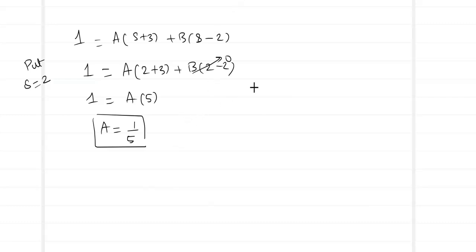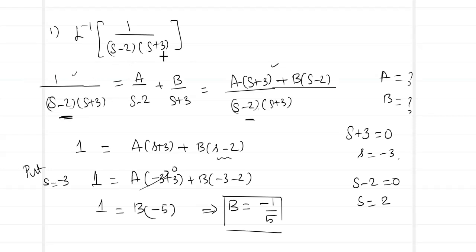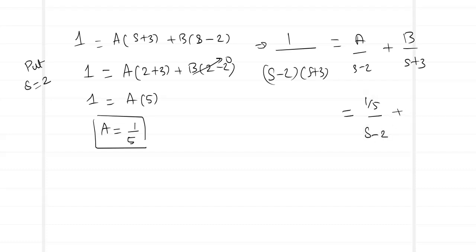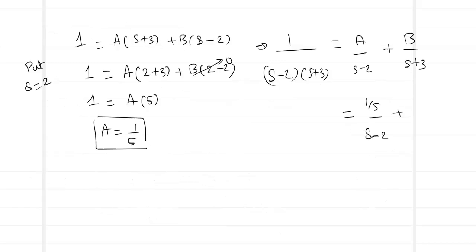In which case, I now know 1 divided by s minus 2 into s plus 3, which we expressed as a by s minus 2 plus b by s plus 3, can now be rewritten of the format 1 by 5 times of s minus 2 plus what was the value for b? Minus 1 by 5. So, minus 1 by 5 times of s plus 3. So, this is my 1 by s minus 2 into s plus 3. Now, I have resolved it into partial fraction.